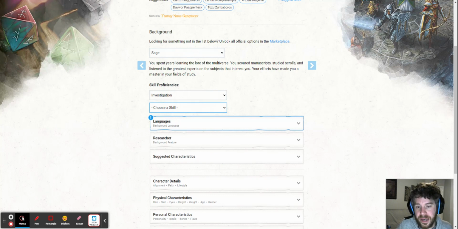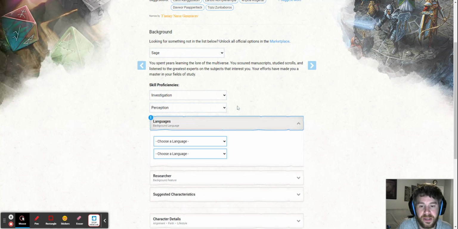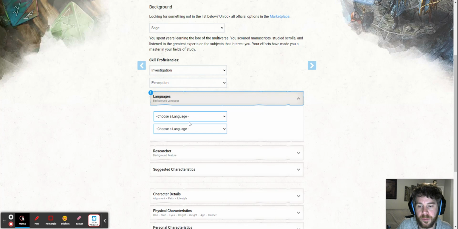Next, I kind of feel like perception's a good one. Perception is just one of those ones that is always used, so having some good proficiencies in perception is going to be good. So our languages, we are Gnomish. We'll have Common just as is.